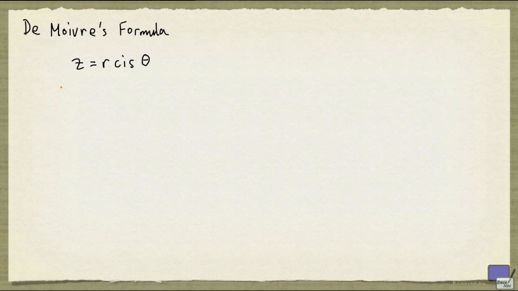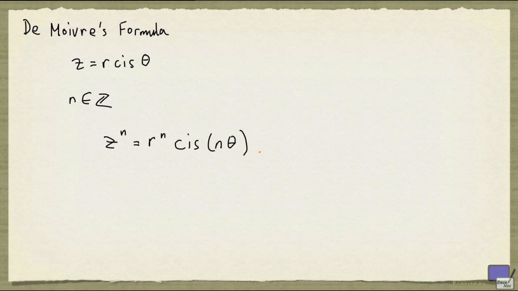Let z be a complex number given in polar form, namely r times cis theta, and let n be an integer. The De Moivre formula states that the nth power of z is given by r to the n times cis of n times theta. Here, n does not need to be non-negative, so you can use this formula to compute z to the minus 100, for example.